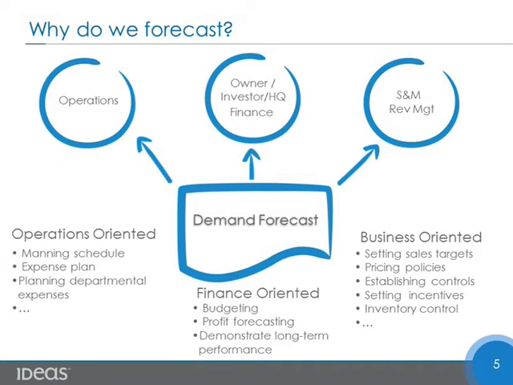Forecast can also be finance-oriented, which is used by hotel owner or investors. This type of forecast concerns itself solely with financial matters like budgeting, profit forecasting, and long-term performance forecasting. Revenue managers, however, are mainly concerned with business-oriented forecasting. Business-oriented forecasting could be updated based on the demand or industry trend change.